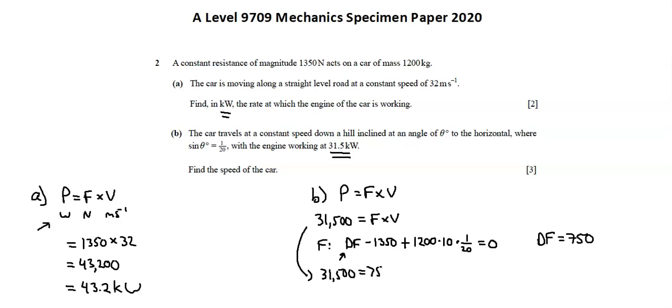31,500 equals 750 times velocity, and velocity solves to 42 meters per second. This completes the requirements for question 2.